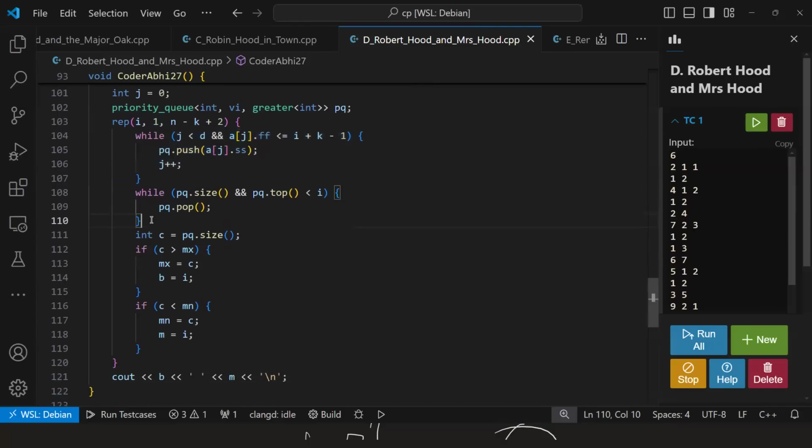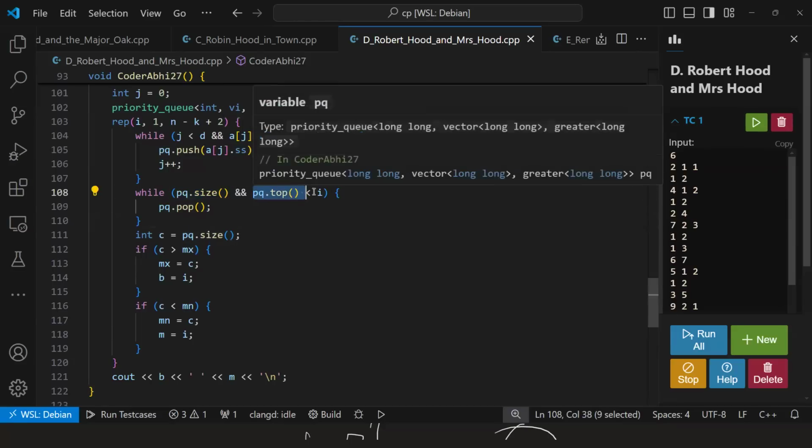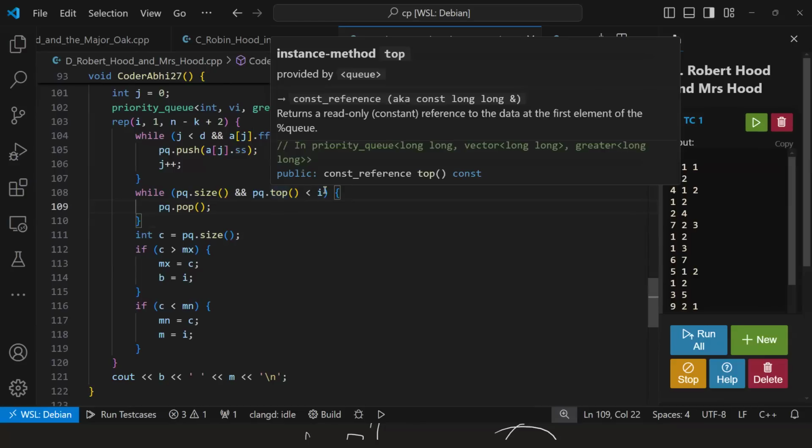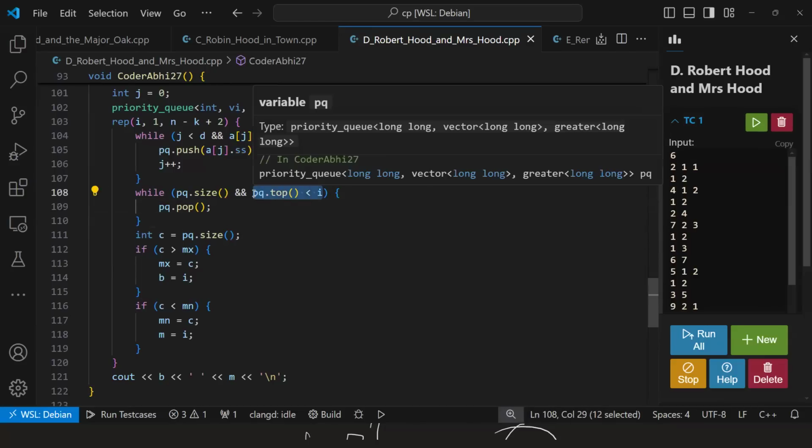Now I would pop all the values which are ending before i. So if the priority queue has some size, it has some element, and its top value is less than i, then I would pop. Okay. So this way I would pop all the elements which are ending before i.